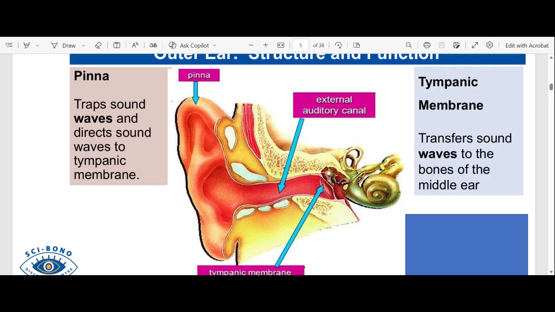Tympanic membrane. So what's the function of our tympanic membrane? The tympanic membrane transfers sound waves to the bones of the middle ear. We'll get to those bones. So just know that our outer ear is formed by our pinna, auditory canal, and lastly our tympanic membrane. Okay, let's continue.